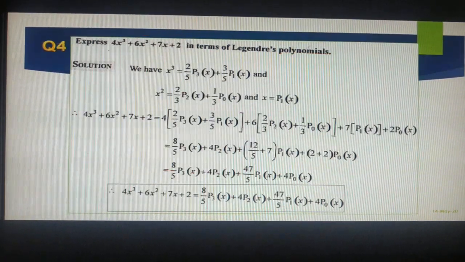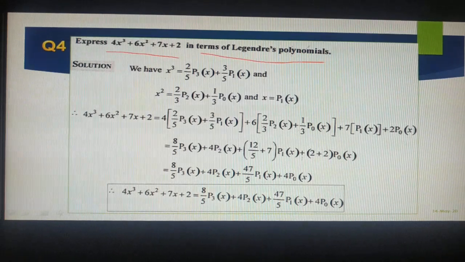So now one more problem, a similar type of problem. This is 4x cube plus 6x square plus 7x plus 2 in terms of Legendre polynomials. As I said already, we proved this, that's why we are taking it directly. So don't try to write down directly, better to solve from these results. From P2 of x we will get x square, from P3 of x we will get x cube. So from that you please solve it. Otherwise, if you are able to memorize, you can write it up directly. It's not a problem.